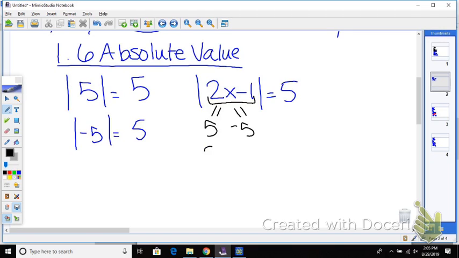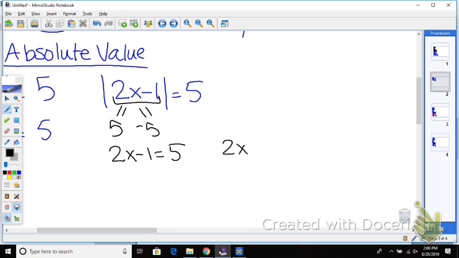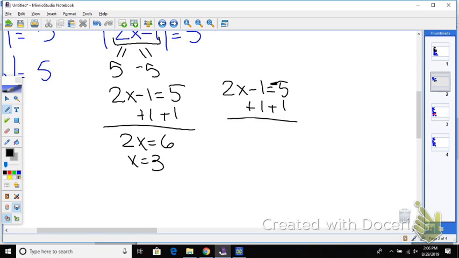You're going to set up 2x minus 1 equals 5, because this inside part could equal 5. And you're going to set up 2x minus 1 equals negative 5, because this inside part could equal negative 5. So you're going to get two different answers for this. And then it just becomes a normal algebra problem where I have 2x equals 6, so x is equal to 3. And here I have plus 1, and that's a negative 5. So I have 2x equals negative 4, so x is equal to negative 2.